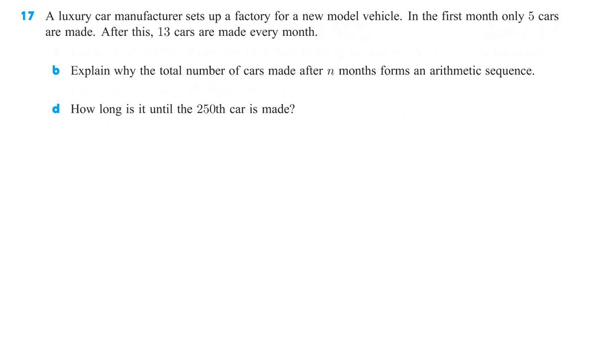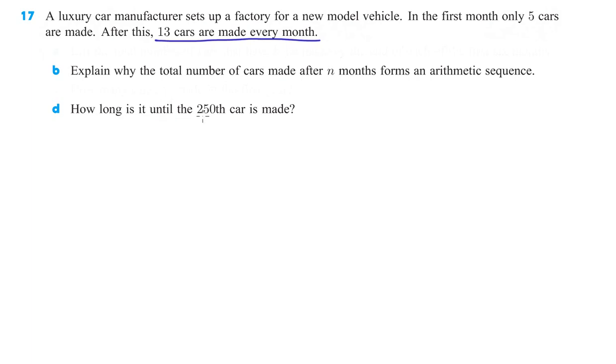A luxury car manufacturer sets up a factory for a new model vehicle. In the first month, only 5 cars are made. After this, 13 cars are made every month. Explain why the total number of cars made after n months forms an arithmetic sequence. Well, the reason why is because 13 cars are made every month. So you're adding the same number each and every time, right? That's why you're adding the same amount of cars every month.